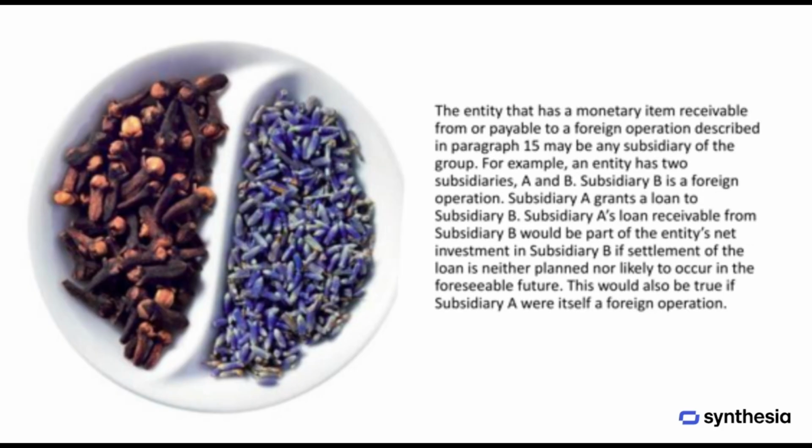A monetary item receivable from or payable to a foreign operation can belong to any subsidiary within a group. For example, if a group has two subsidiaries, A and B, where subsidiary B is a foreign operation, and subsidiary A lends money to subsidiary B, then subsidiary A's loan to subsidiary B would be considered part of the net investment in subsidiary B, provided the loan is not expected to be settled in the near future. This also applies if subsidiary A is itself a foreign operation.